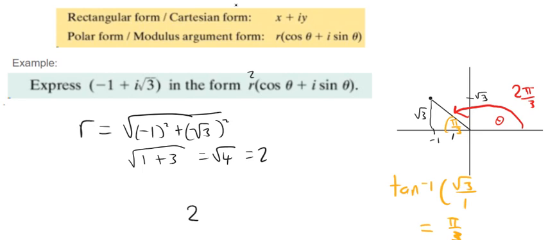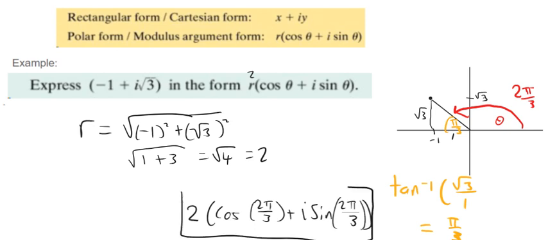So my final answer is going to be 2 cos of 2 pi over 3 plus i sine 2 pi over 3. And that's my final answer. So that's the polar form then of that complex number.